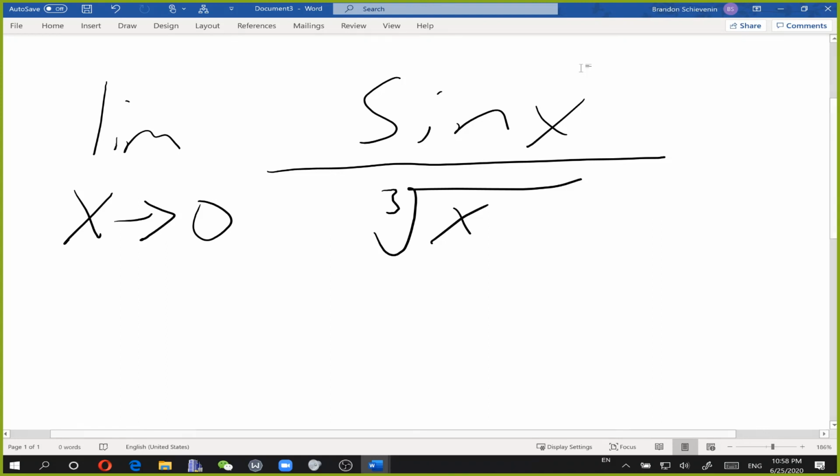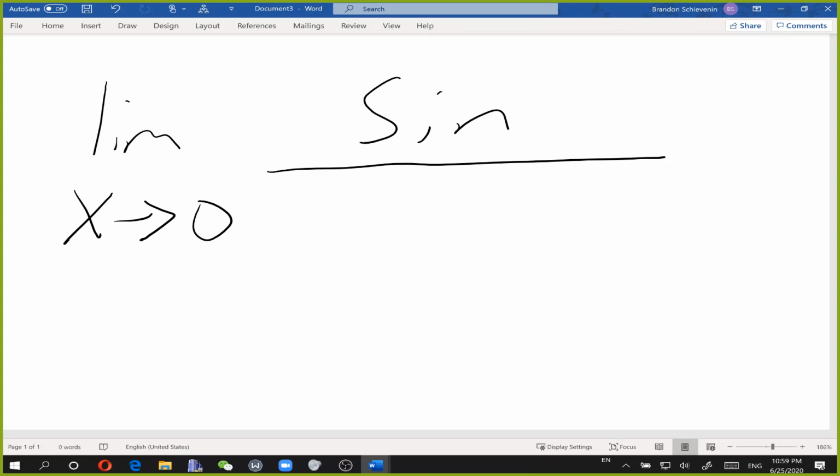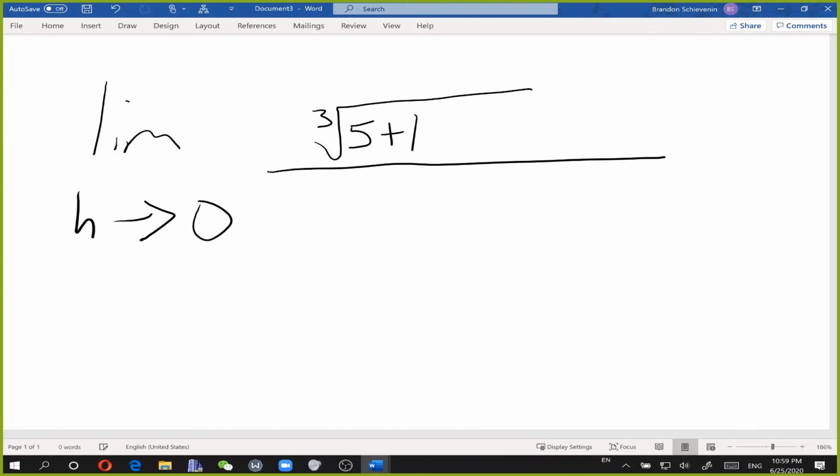Or can I say the problem? Yeah, go for it. So that's the limit as h goes to 0 of the cube root of 5 plus h, negative cube root of 5, over h. Over h. Okay.